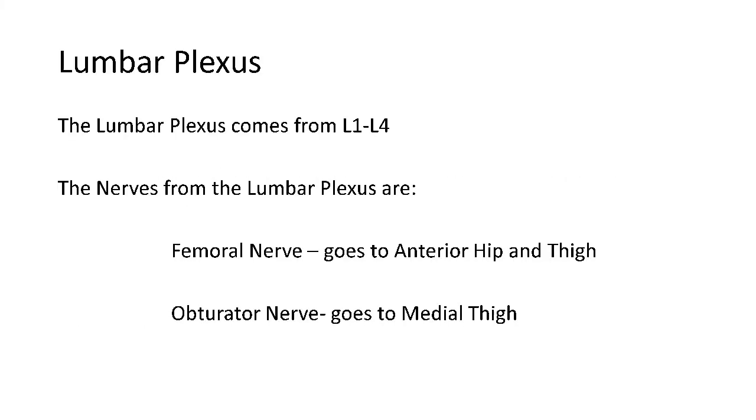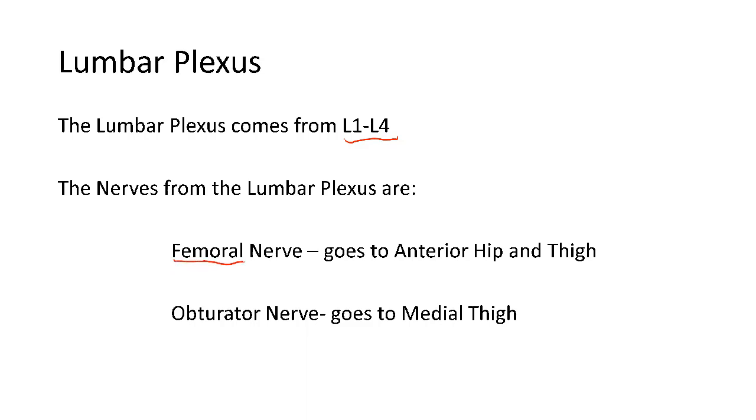So the lumbar plexus, this slide basically sums up everything you have to know about the lumbar plexus. Starting with, it comes from the ventral rami nerves of L1 through L4. Remember that plexus is always ventral rami, never dorsal rami. So we have L1 through L4. And you have to know that there are two nerves from the lumbar plexus, the femoral nerve. The femoral nerve then goes to the anterior hip and thigh.